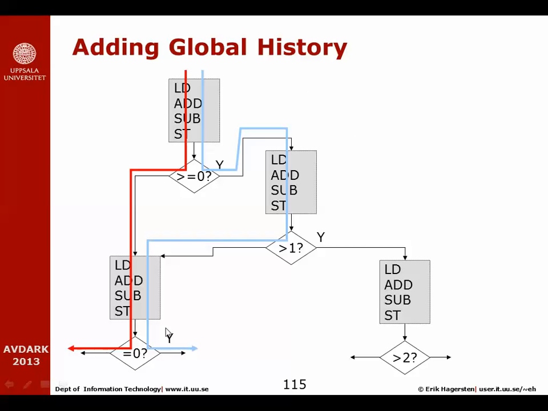So what we would like to do is to add a little bit of global history to our prediction. So when we're going to make the prediction for this branch over here, instead of just looking at the address, the program counter of this branch, we're also going to ask the question, which path did the execution come from? Did it come along the red path, or did it come along the blue path? We add that information to our guesses, and the accuracy is most likely going to be improved a bit over the previous prediction.